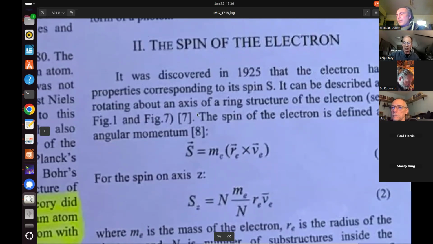Electrons and photons, that's all we have. They're kind of important. The spin of the electron.